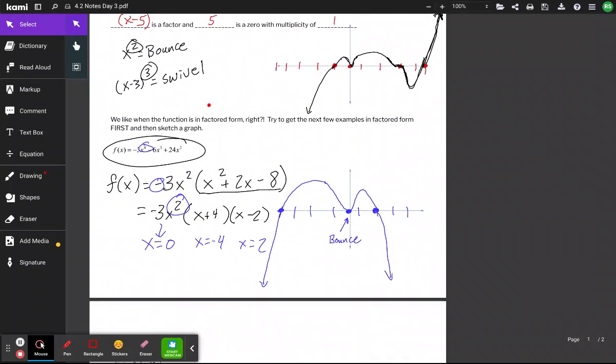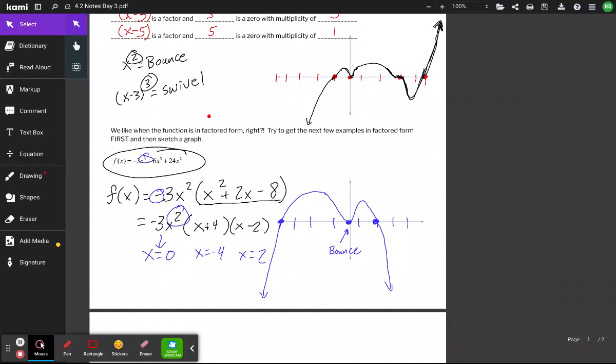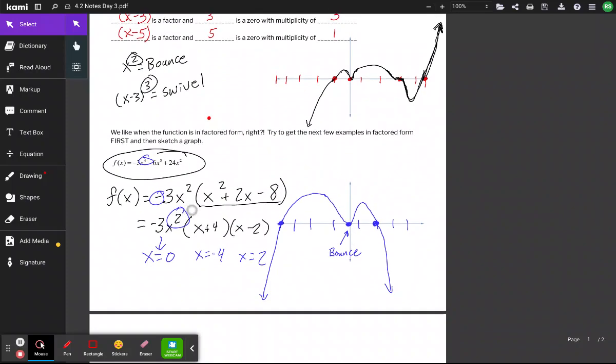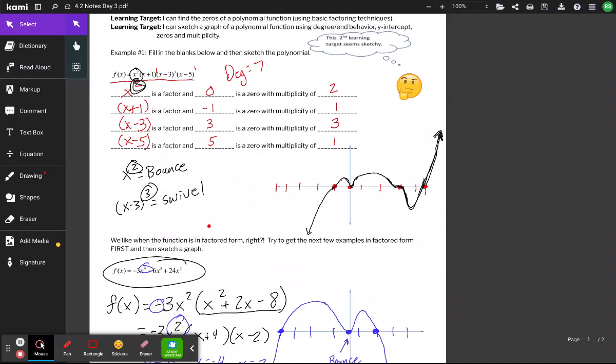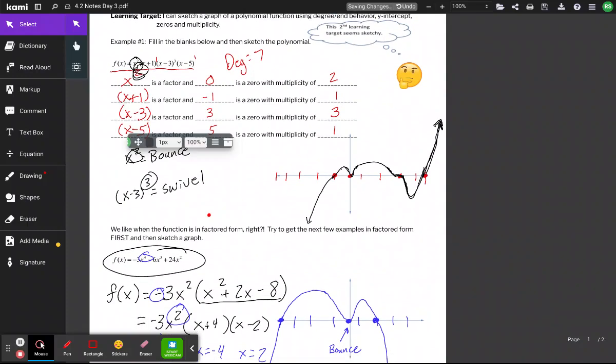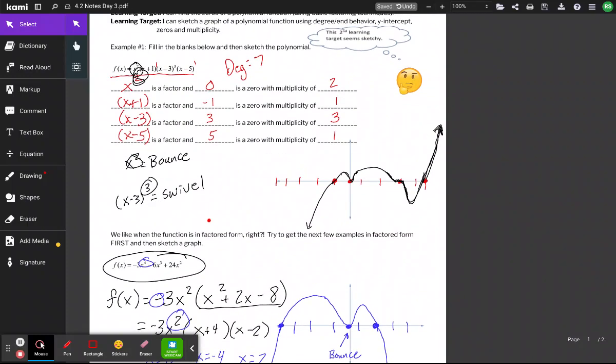Multiplicity of 2, you'll see that's when we have our bounce. Multiplicity 2 at 0, bounce. And then multiplicity x squared, we have a bounce at 0. Multiplicity 3, we have a swivel. It looks like a cubic function as it goes through the axis.